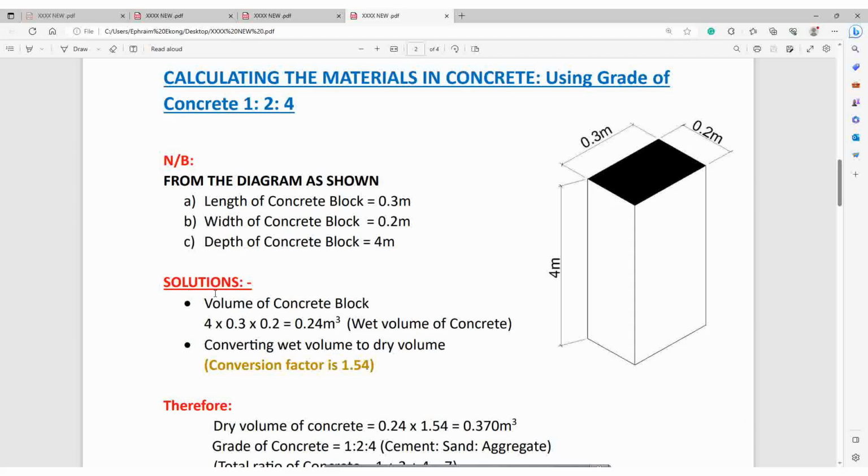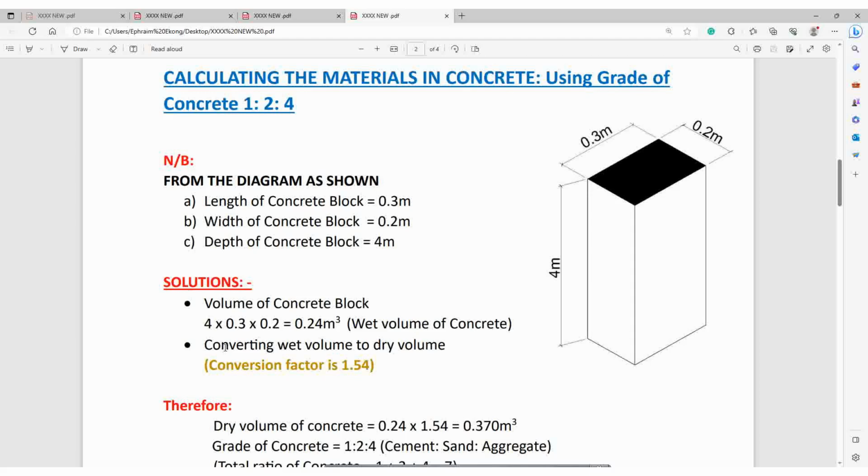Solution. Now, let's achieve the volume of the concrete block. What is the volume of the concrete block? The volume of this concrete block is the height or the depth, multiplied by the length, and also multiplied by the width. So 4 multiplied by 0.3 by 0.2, we achieve 0.24 cubic meters. So this is our wet volume of concrete.